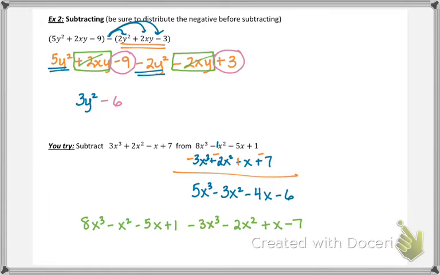So adding and subtracting, combine like terms. Remember, you're not doing anything with the exponents for the x. You're just adding and subtracting, combining like terms. And be careful with your positives and negatives. And when you subtract, be extra careful and remember to distribute your negative.